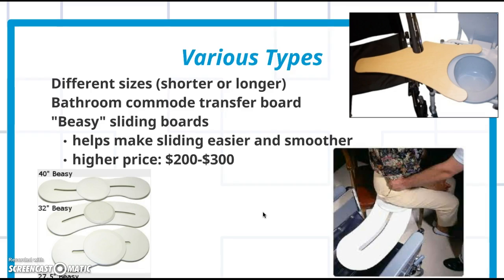Also, there's a certain type of sliding board called the Beezy that helps make sliding on surfaces easier, especially on the surface of the sliding board. This tends to be for weaker patients, especially patients that cannot help you with their arms. So it just helps them slide a little bit so they don't fall off, I guess. Here is an example of that right here, and you can see the patient not really helping with their arms as much. And then here's a few different types.